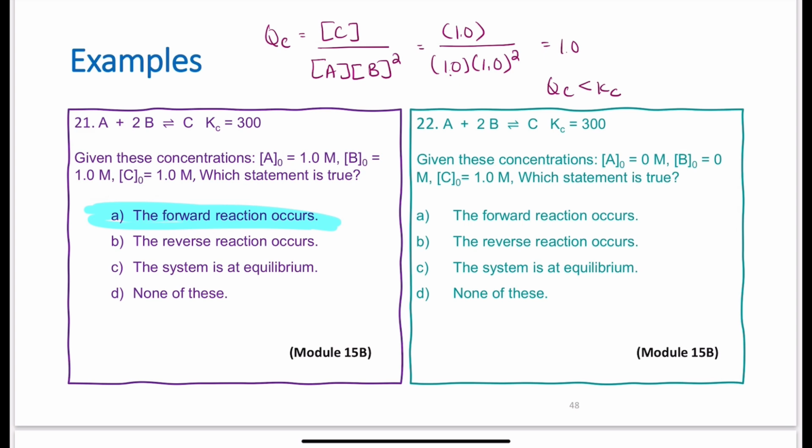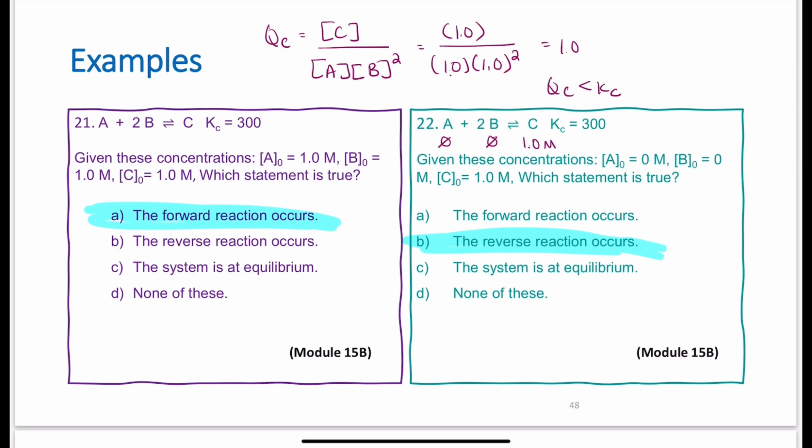What does this really mean? Qc is telling me how much I have of something, and Kc is telling me how much I should have at equilibrium. It's the same reaction: 1 mole of A reacting with 2 moles of B to produce 1 mole of C, and the Kc value is 300. But I'm told instead that I have no A present and no B present, but I have 1 molar C present. C is the only thing present. It needs to react, or decompose in this case, to form some A and B. The reverse reaction occurs. Can't be solved by math.